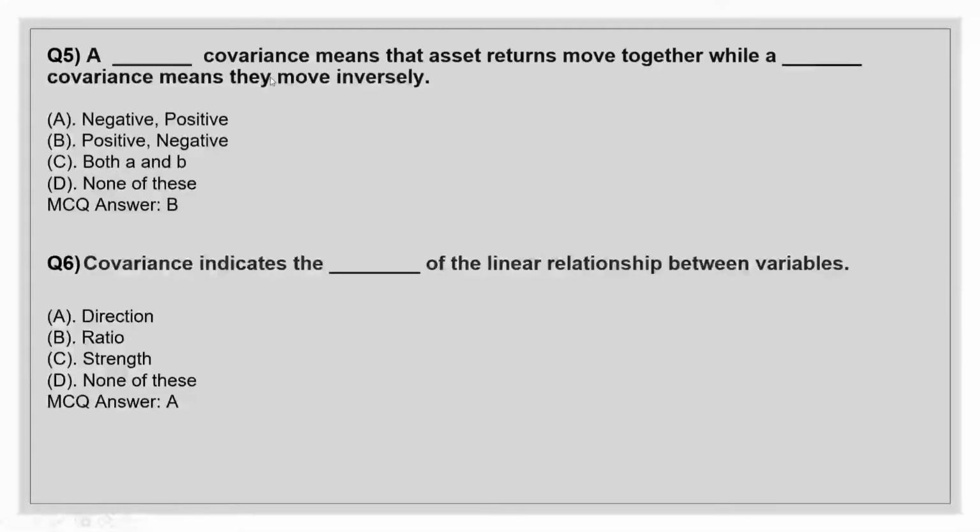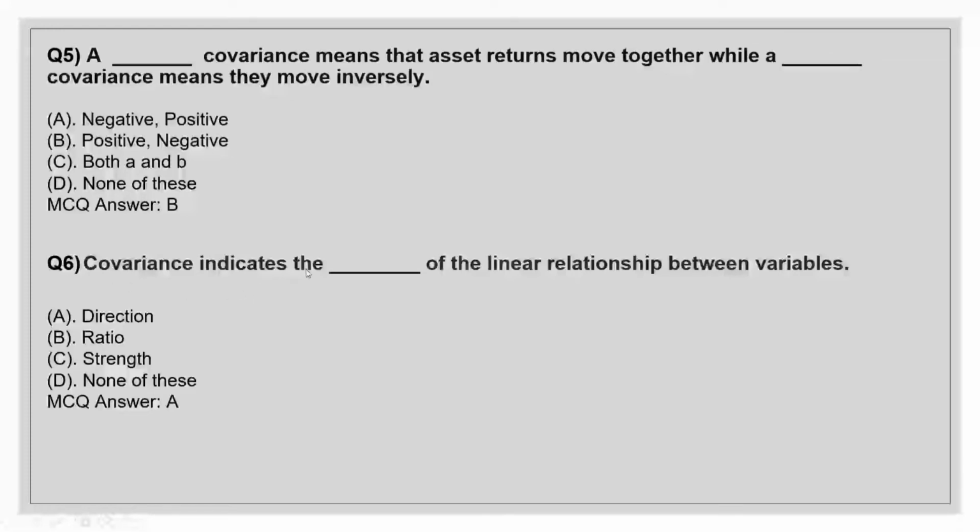Fifth: a dash covariance means that the asset returns move together, while a dash covariance means that they move inversely. We studied this. These are the two types of covariance, a positive and a negative covariance. So a positive covariance means that the asset returns move together, while a negative covariance means they move inversely. So the correct option here is B, that is positive and negative.